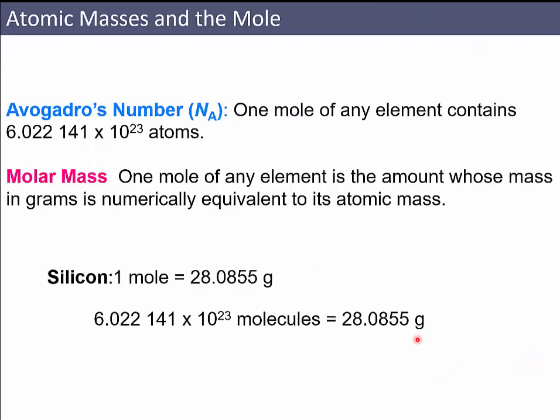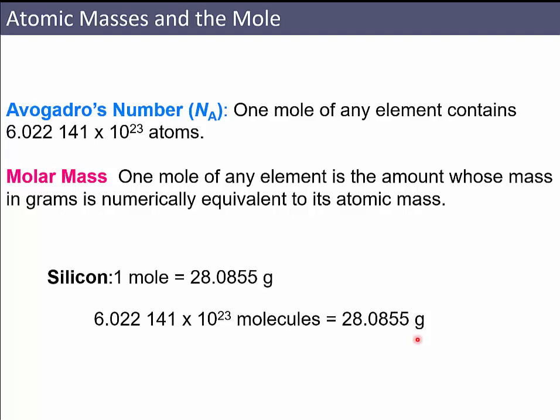Avogadro's number and the mole. So you have probably come across Avogadro's number and the idea of a mole. A mole is a counting unit. It tells us how many of a thing we've got, just like a dozen bagels is 12 bagels, or a score of something is 20. A mole of something is 6.0222141 times 10 to the 23rd atoms. So it's a lot of atoms.